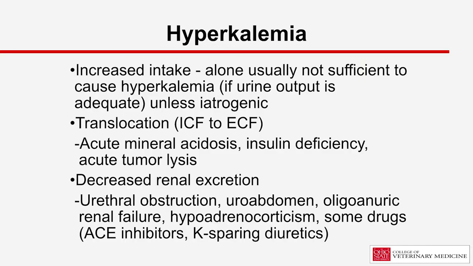And then acute tumor lysis syndrome is a syndrome that occurs when you're treating a patient with a heavy tumor burden, like a patient with lymphoma involving the liver and internal organs, and you treat them with chemo. When those lymphocytes die, they release potassium and phosphate and other things from inside the cells into the blood and can cause hyperkalemia and hyperphosphatemia. It's called acute tumor lysis syndrome. So that's how translocation can affect serum potassium.